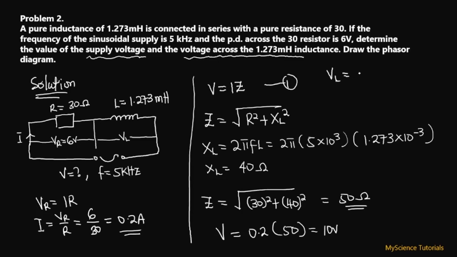So VL will be equal to IXL, the current multiplied by the inductive reactance. Now we already know the current to be 0.2, and we just found the inductive reactance along the process when we were finding the impedance. So that is 40. We use that to multiply it. So it's 0.2 multiplied by 40, and that is going to give us 8 volts. So the voltage across this inductor is 8 volts.